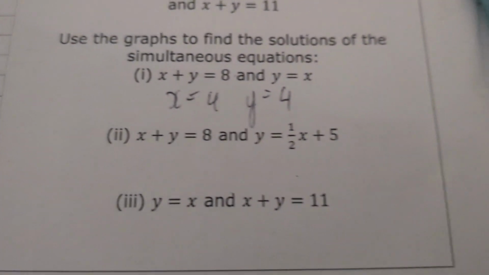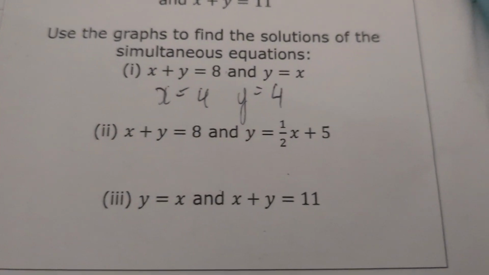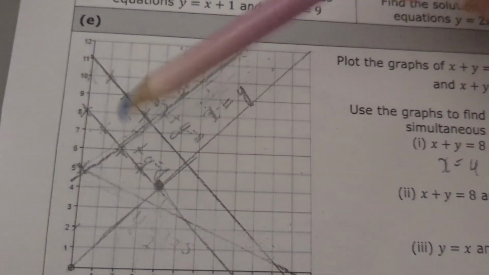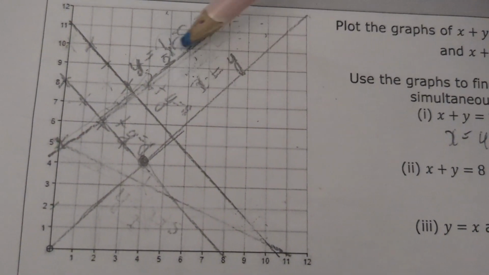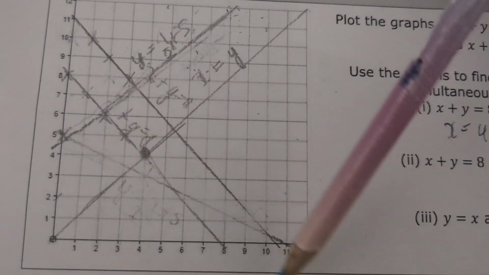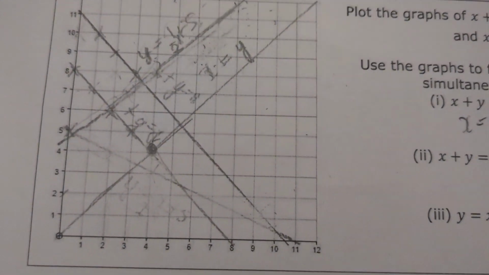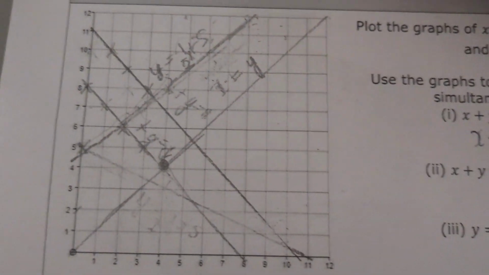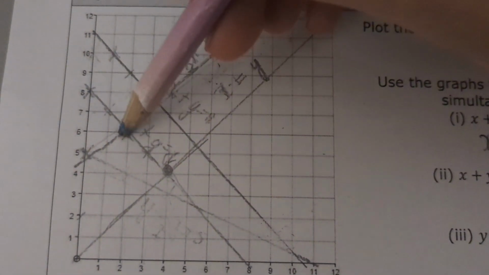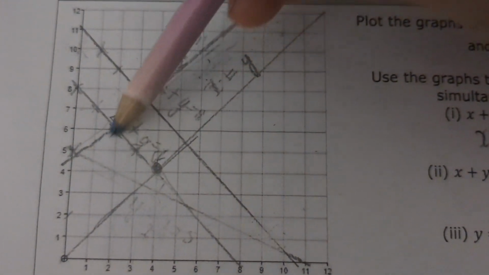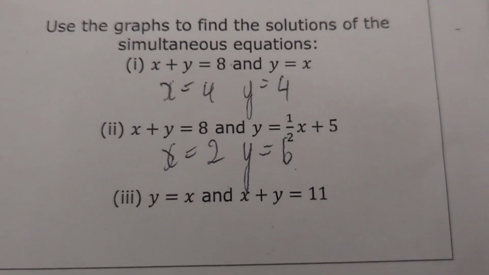Now it's asking us to do the same with x plus y equals 8 and y equals 1/2 x plus 5. So you can't really read my graphs very clearly, but this is y equals 1/2 x plus 5, and this is x plus y equals 8. So then you need to find the point that they intercept at, which is this point, and this point is 2, 6. So this means x equals 2 and y equals 6.